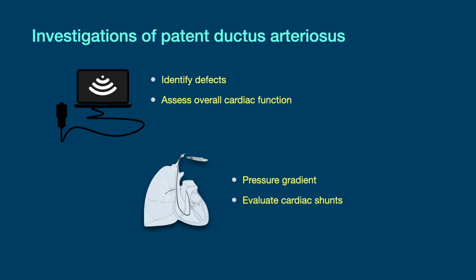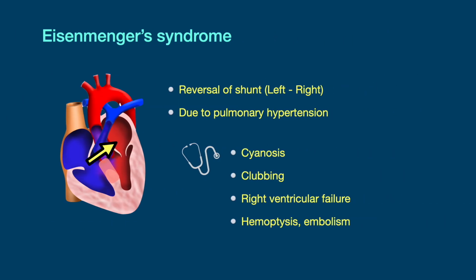Echocardiogram is used to identify any defects within the heart chambers and to assess the overall function of the heart. Cardiac catheterization provides information on the pressure gradient between chambers and vessels and is also used to evaluate cardiac shunts.